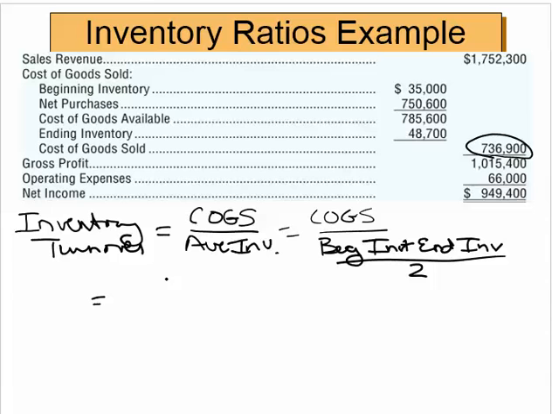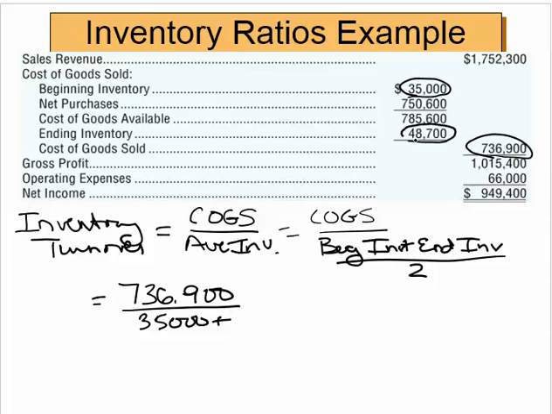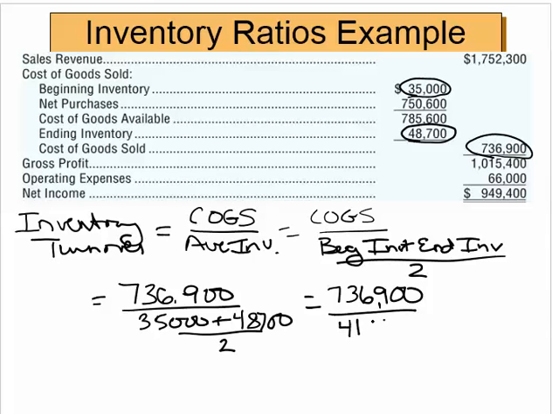Okay, so our cost of goods sold looks like here is going to be $736,900. Then we're going to divide that by our beginning inventory, $35,000, plus our ending inventory, $48,700. That number needs to be divided by 2. So we should get $736,900 divided by $41,850. If we take that a final step further, we'll see 17.61.